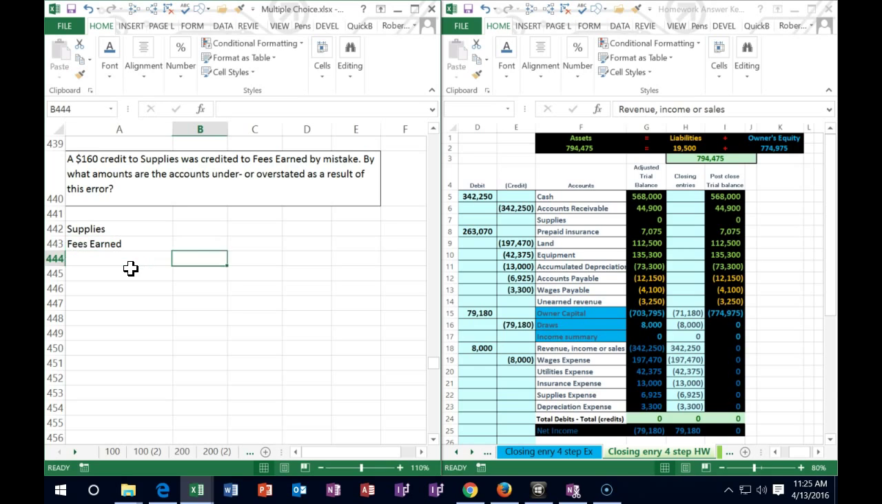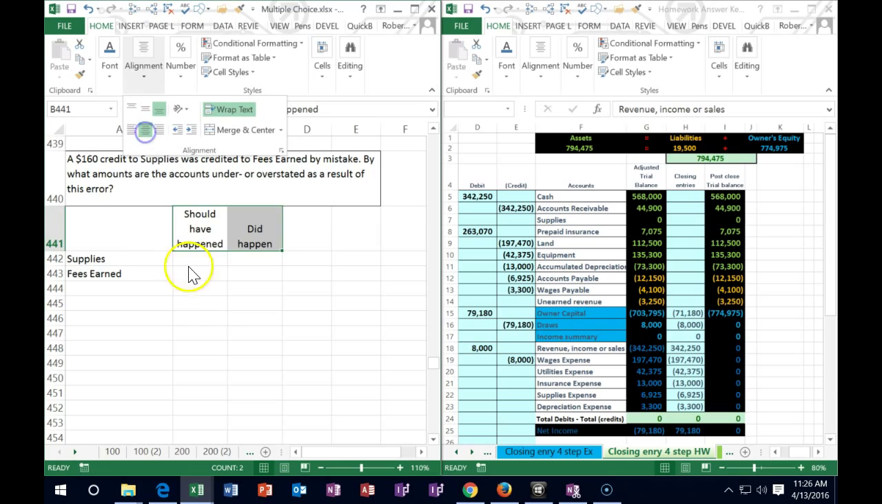They didn't give us the whole journal entry. They only gave us those two things. And so we're going to have to take those two things and see what happened. Again, if they gave us the whole journal entry, that might have been easier. We don't know exactly what the journal entry is for, what the purpose was. We just know that there was an error on these two accounts. So what we need to think about is what should have happened and what did happen. And then we can think about whether it's over or understated. So I'm going to go ahead and take these headers and wrap the text by going to the alignment, wrap text, and center those.